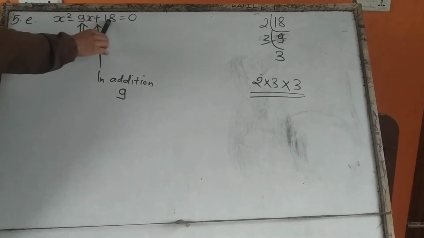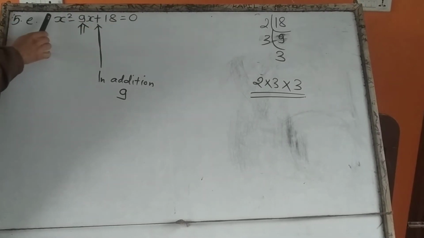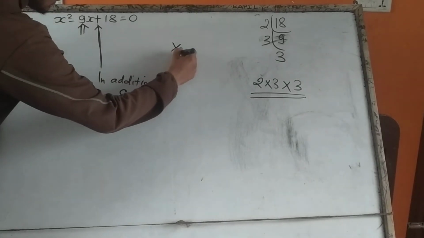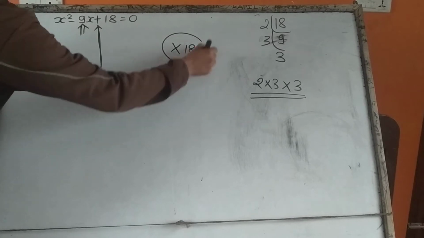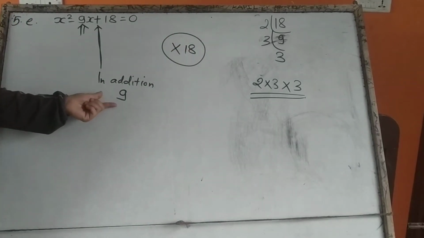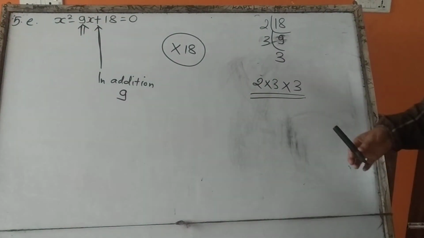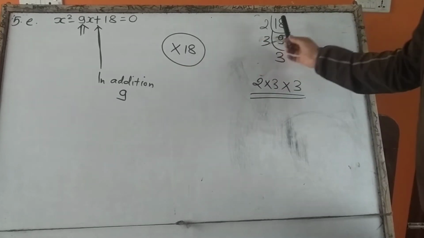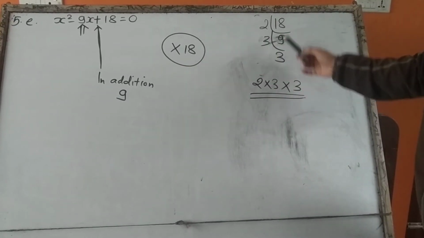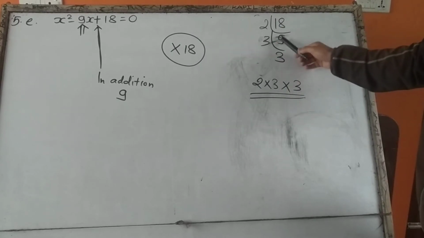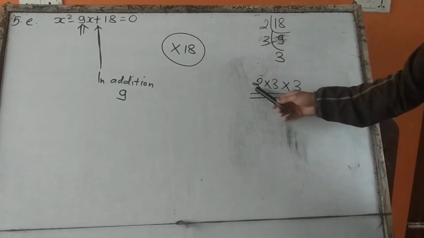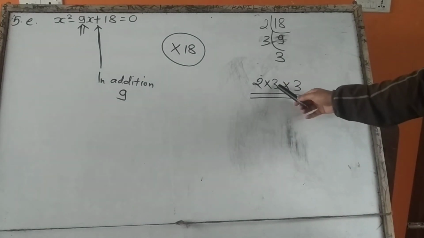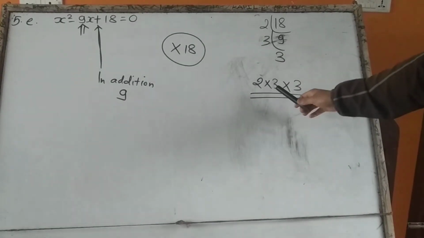Similarly, multiply the constant and the coefficient of x square. It is 18, one eighteens are 18. So by multiplication you have to find 18, and by addition you have to find 9. How to find these numbers? When multiplied they should give us 18, so factorize 18. Two nines are 18 and three threes are 9, so 18 can be written as 2 into 3 into 3. Two threes are 6, six threes are 18.